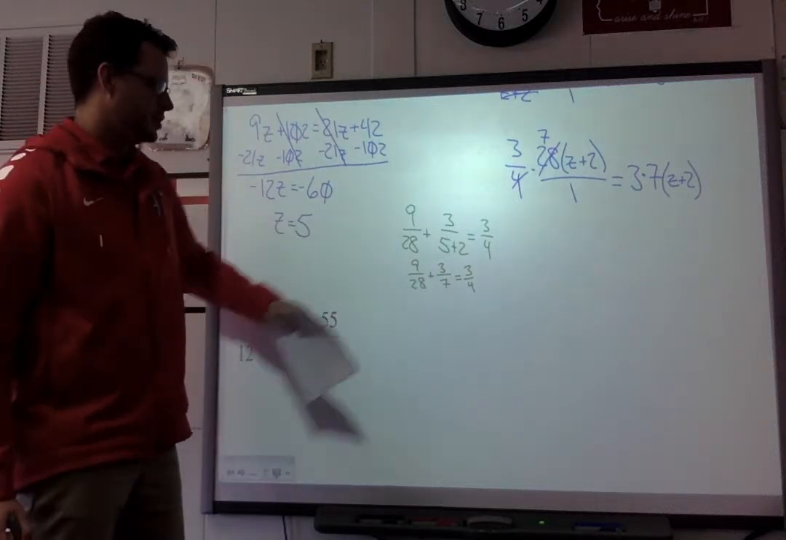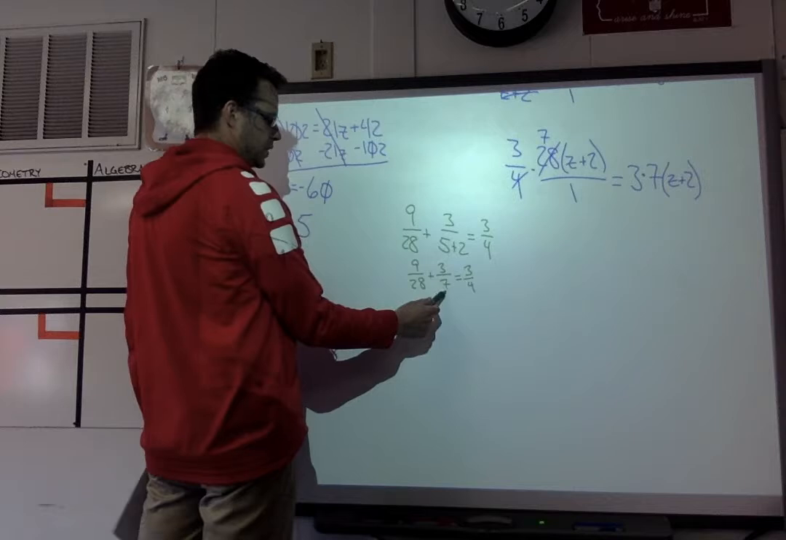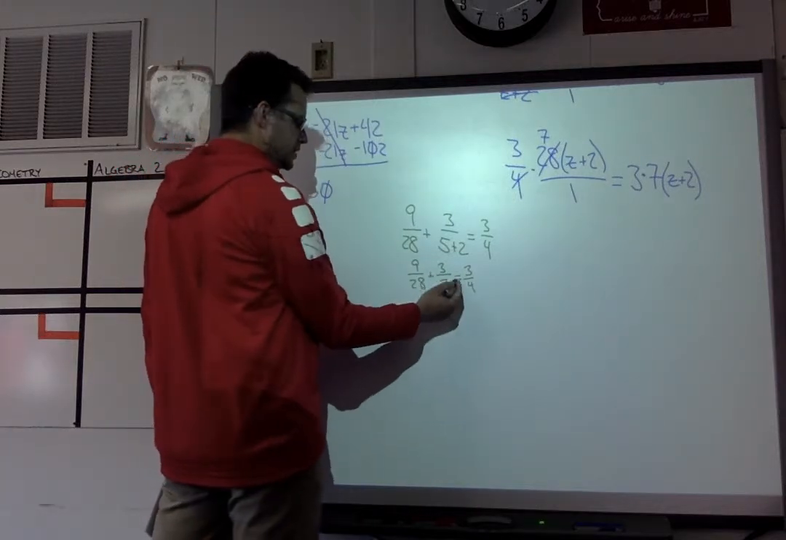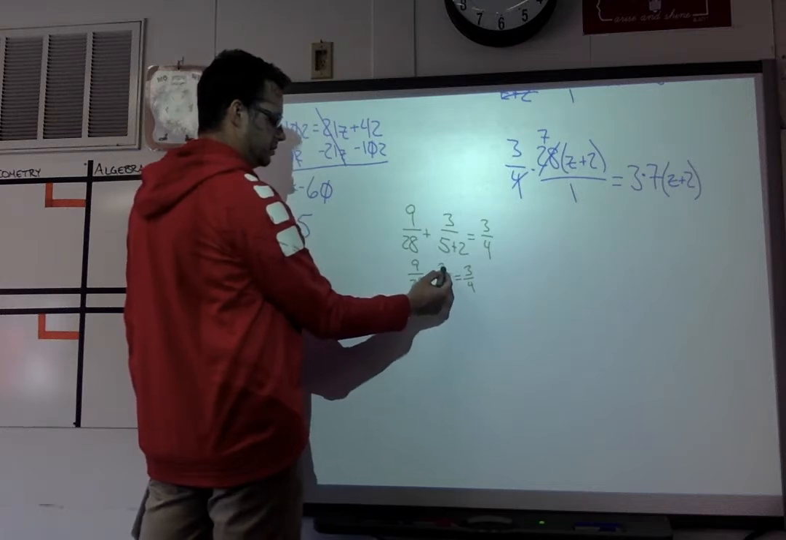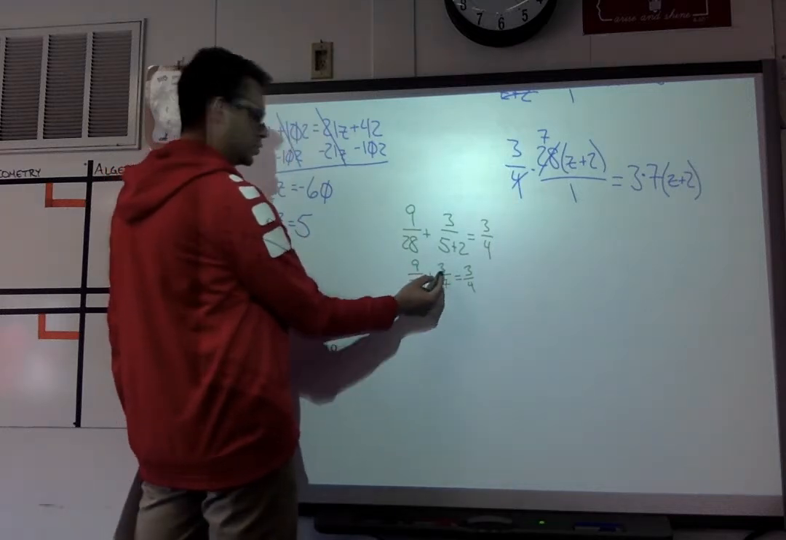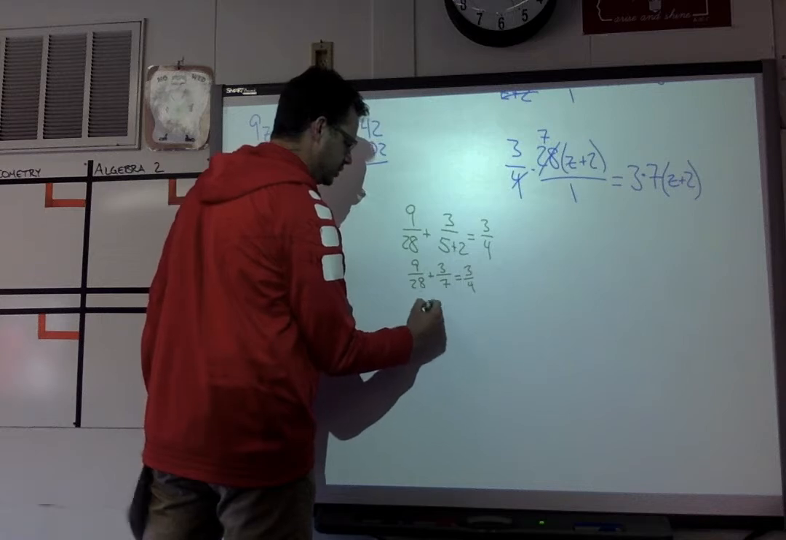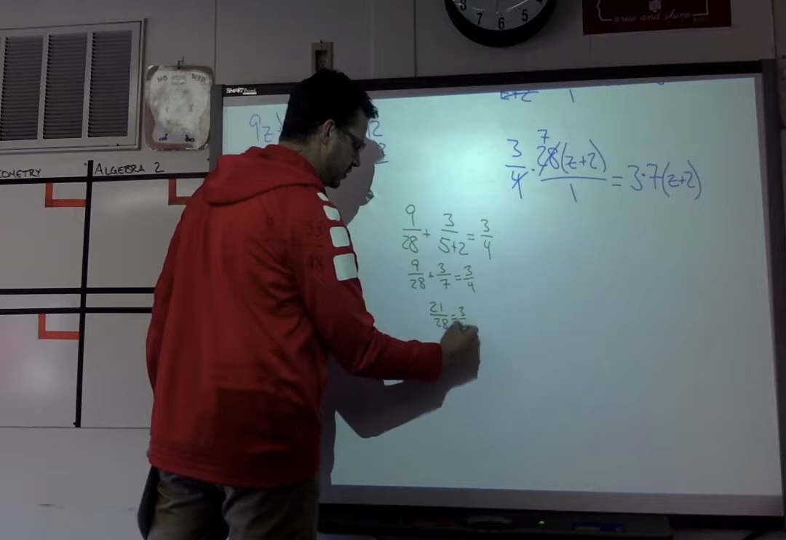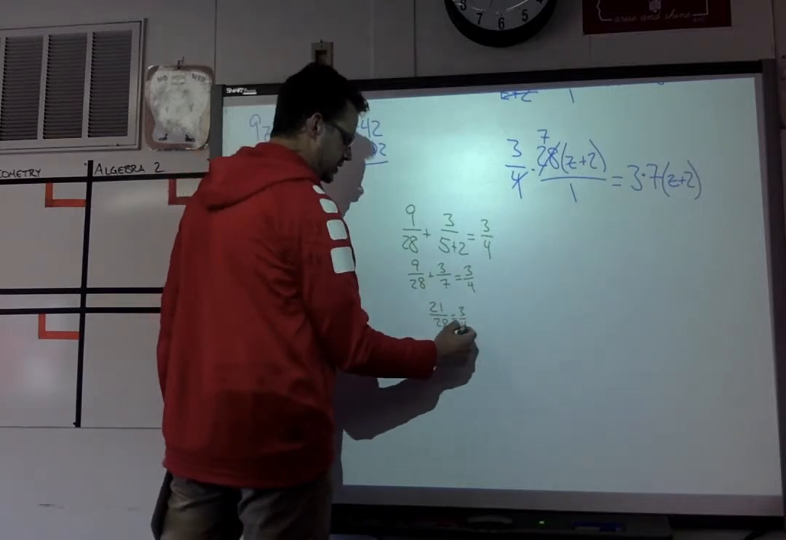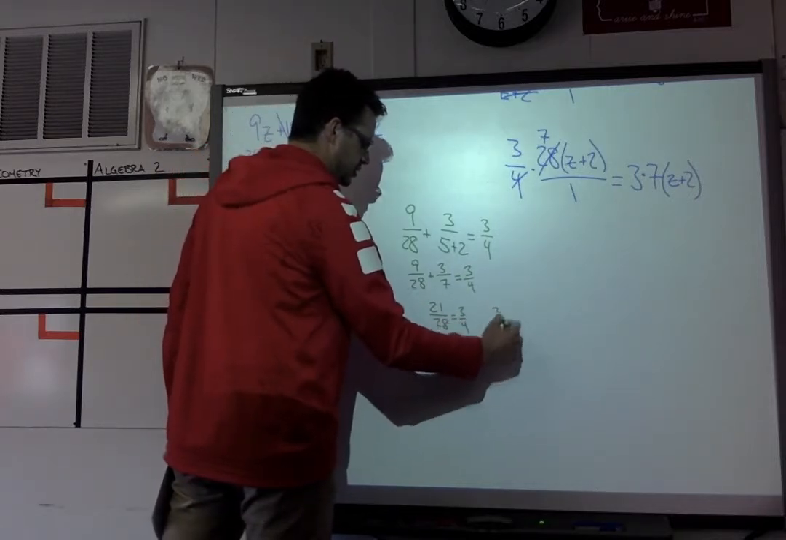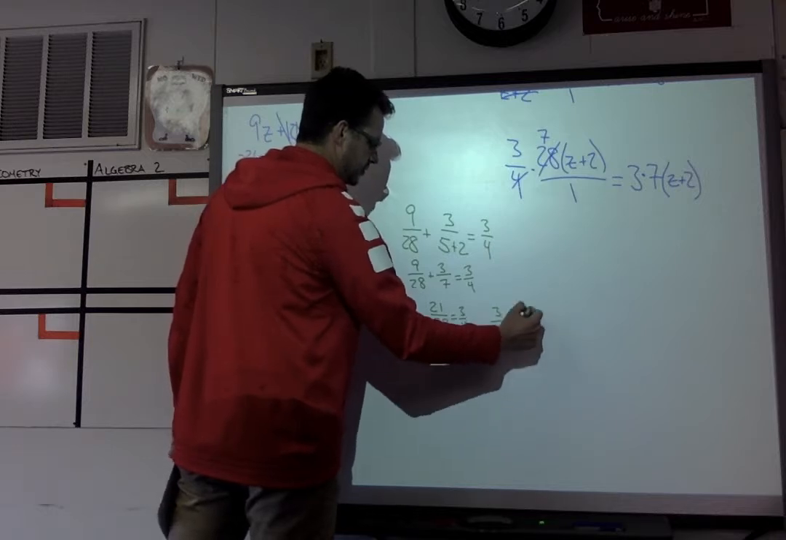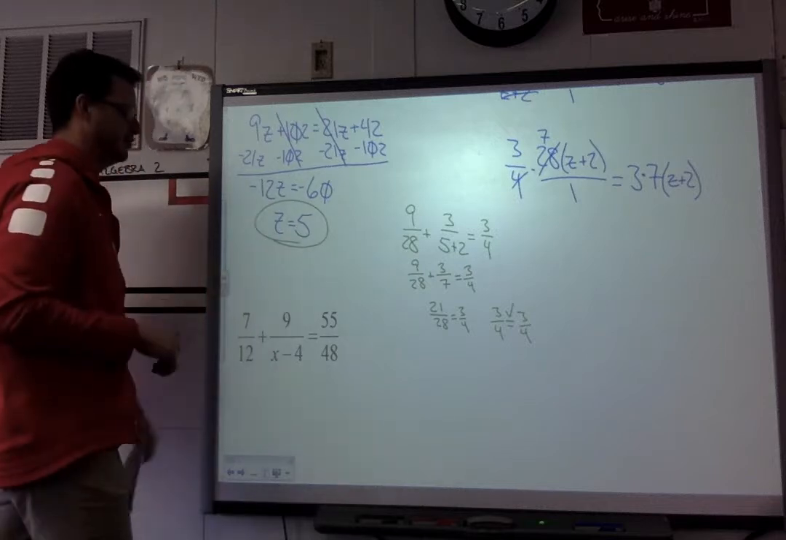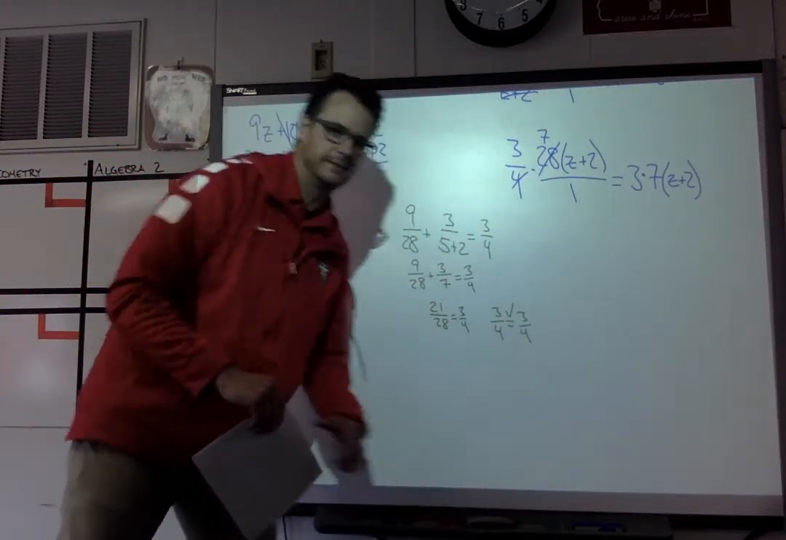Common denominators in order to add over here would be 28, so I'm going to multiply the numerator and denominator by 4. So that'll give me 9 plus 12, so that would be 21 over 28 equals 3/4. 21 over 28 simplifies to 3/4 equals 3/4. That works. So z equals 5 would be the correct solution here.